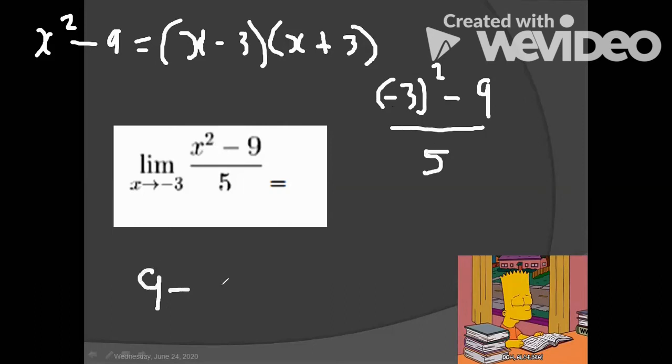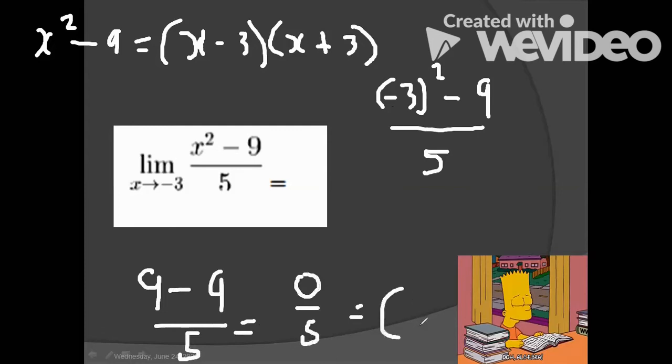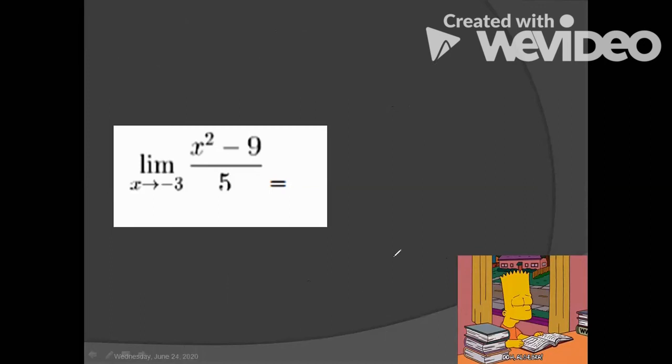So it's 9 subtract 9 over 5, which is 0 over 5, which is actually 0. Now, if we had 5 over 0, something would have been wrong. Alright? So 0 over 5 is 0.